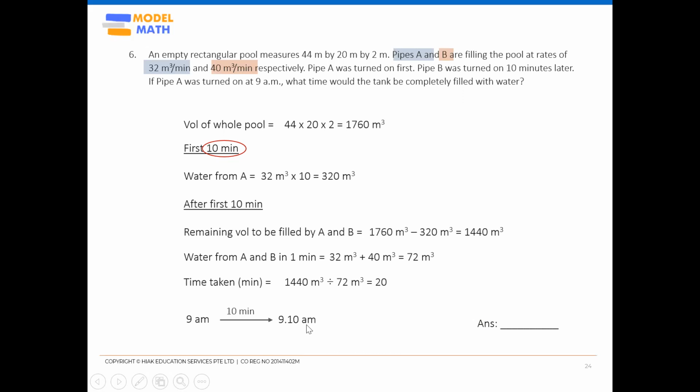So 10 minutes later, we have 9:10 a.m. So only at 9:10 a.m., then pipe B was switched on at the same time. Then pipe B was introduced together alongside with pipe A. And how long was B switched on for? It was switched on for the next 20 minutes as what we have discovered from here. All right, so during the next 20 minutes, A and B were both left switched on. So then this will be your 20 minutes later. Then it will be completely filled with water. So 9:30 a.m. would be the answer.